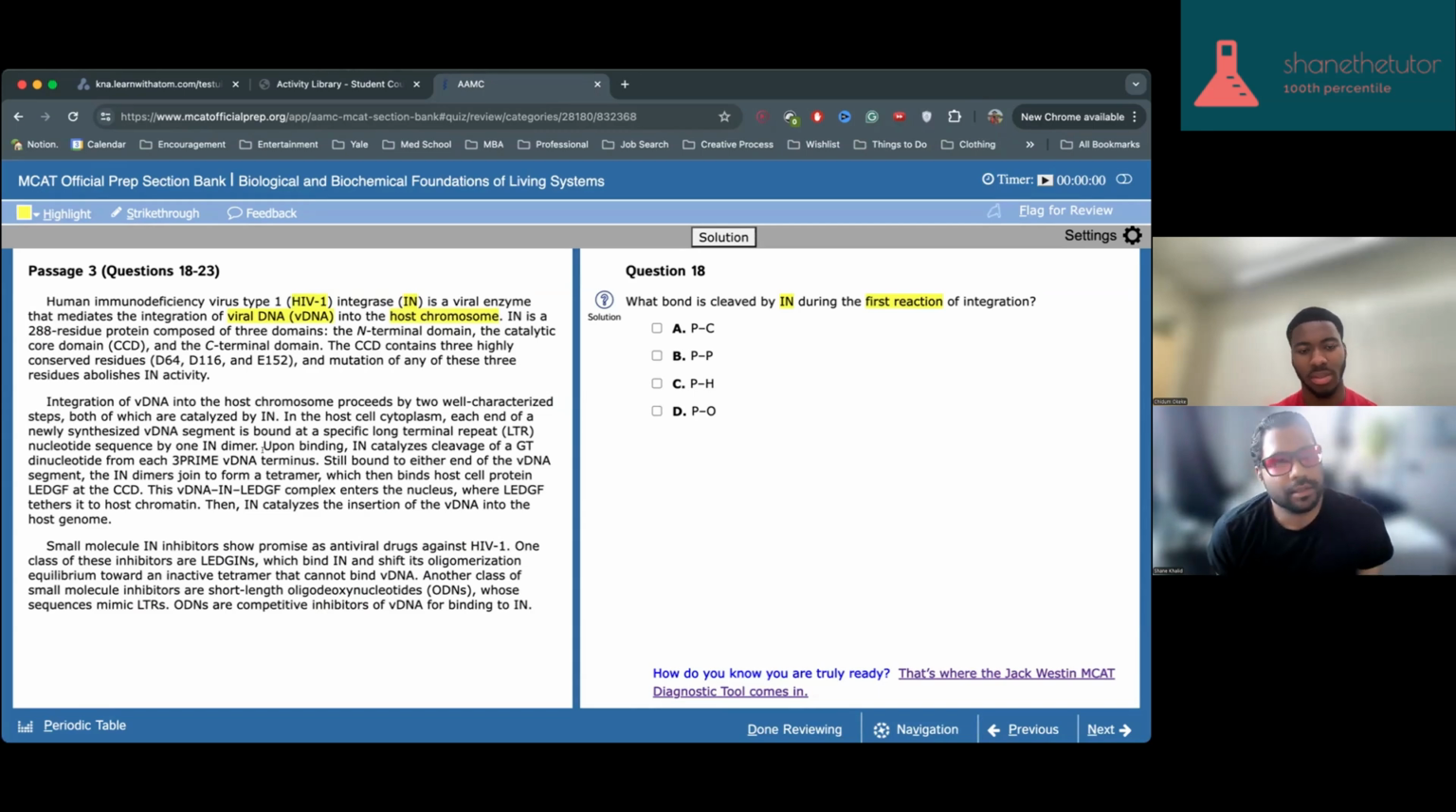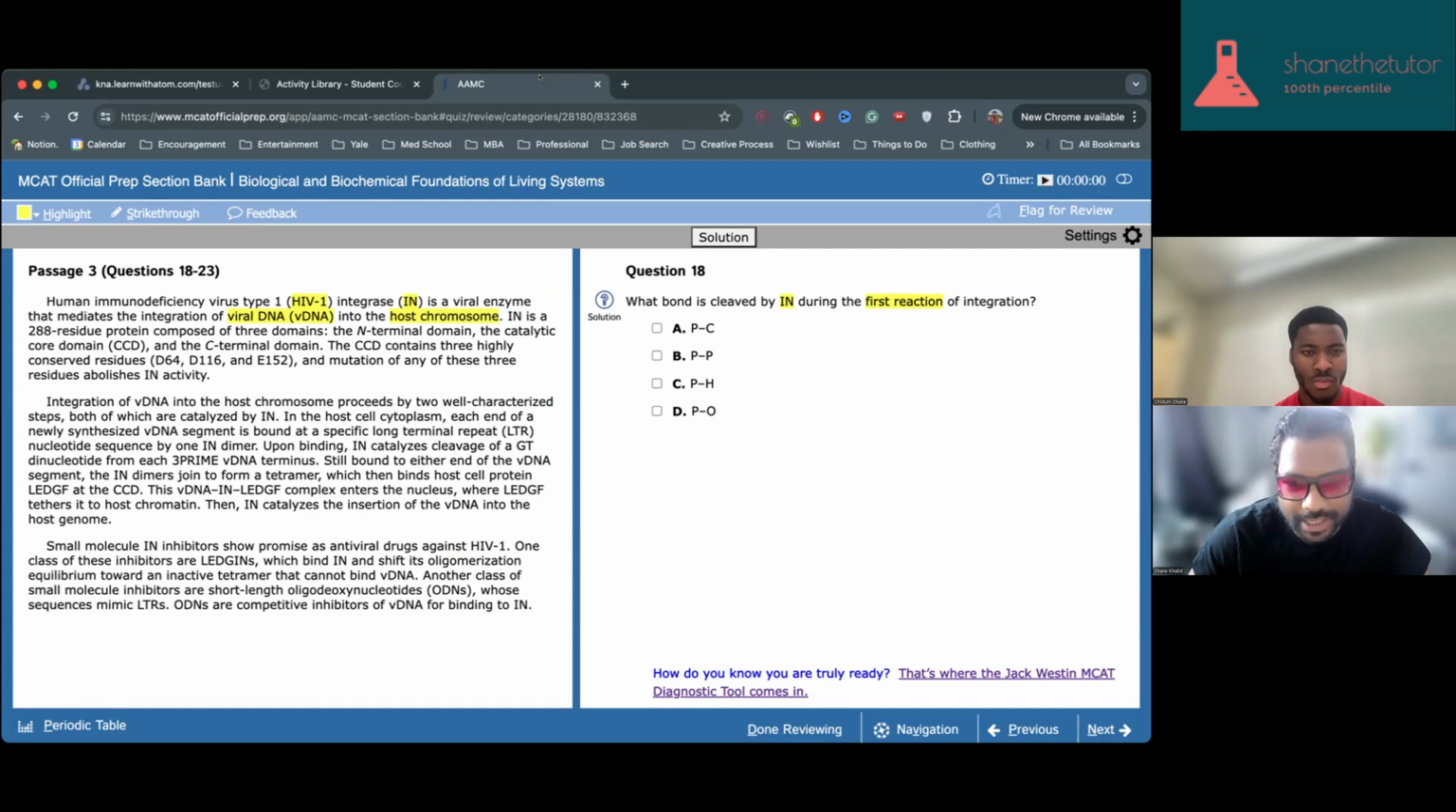So I'll tell you what I'm visualizing. I'm visualizing HIV having its own viral DNA, and the host cell having its own DNA, and IN is helping the HIV DNA get into the host DNA.